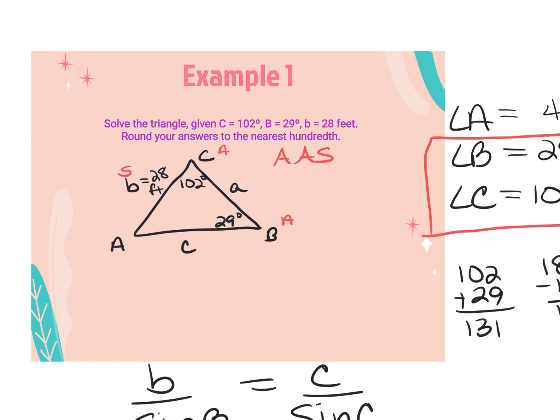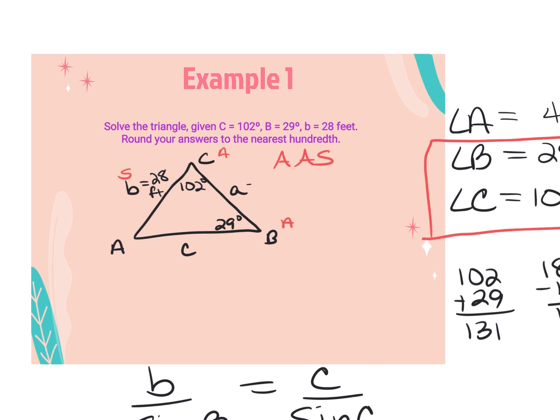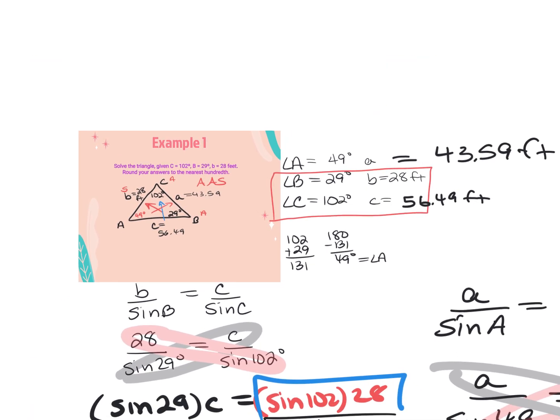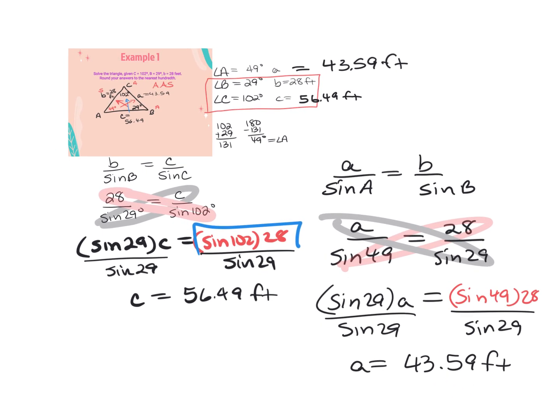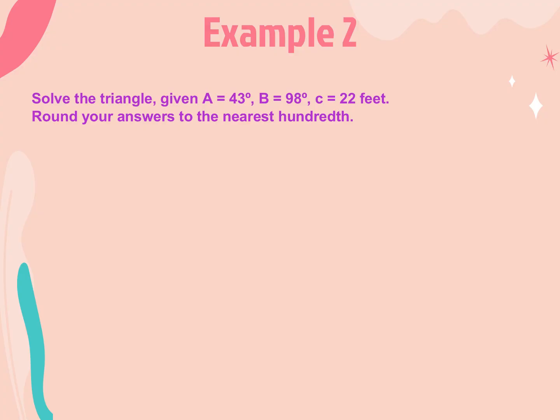So let me go ahead and fill that in. Lowercase a was 43.59 and lowercase c was 56.49. Notice this 56 was across from the biggest angle. Then the smallest angle, the 29, had 28 across from it. And then angle A was 49, and it's across from the medium size side. So it makes sense. When you're done, you should have all three angles and all three sides.